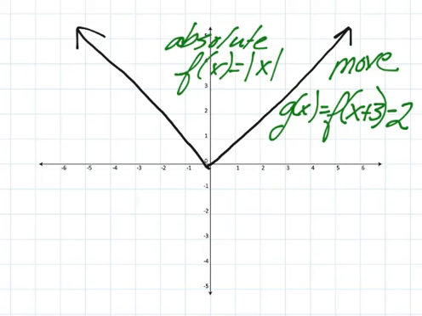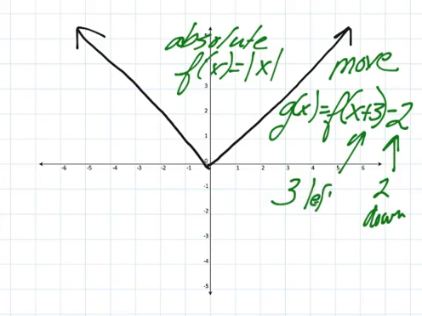What changes? Function notation says, I got this picture, and now this is what I'm going to do. I'm going to move it 2 down. I'm going to move it 3. Is everybody ready? Left. Very good. I'm going to move it 3 left because inside of the function is backwards. It's opposite. And 2 down.